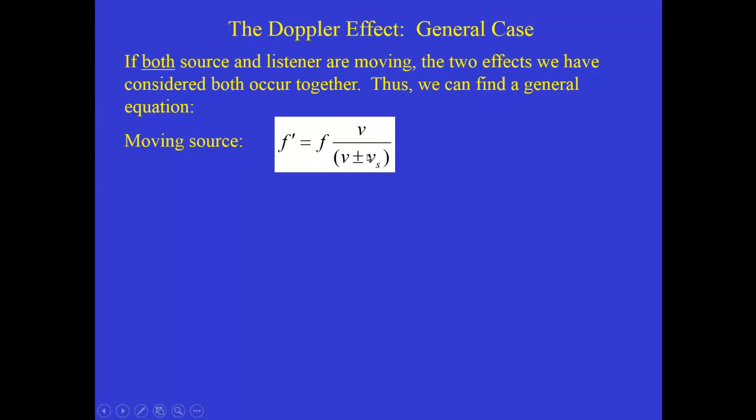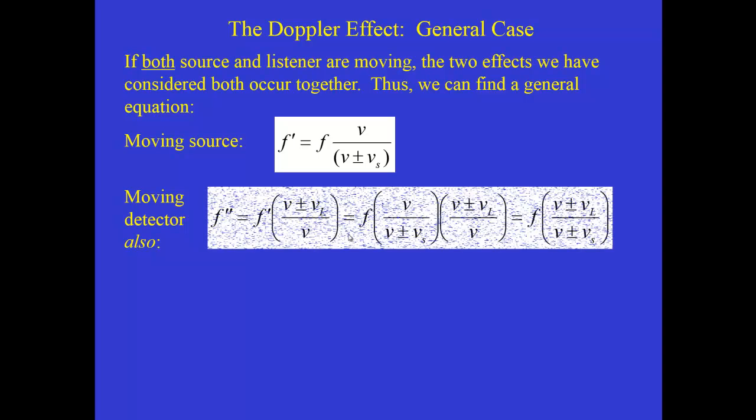We would use the plus sign if the source is moving away from the observer or the listener, because that would give the fraction a number that would be less than 1, and therefore the Doppler frequency would be shifted downward. So now, to take into account the motion of the detector or the listener also, we take this Doppler shifted frequency f prime that comes from the source motion and put that in here as f prime, and then multiply it by the term that would account for the moving listener, v plus or minus vl over v.